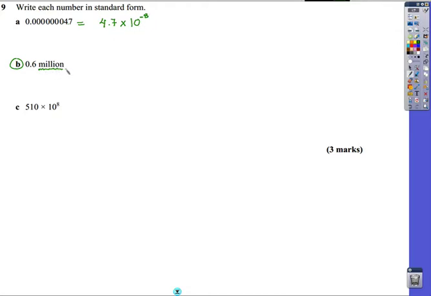minus 8. 0.6 million. Now, 1.6 million is 1,600,000. So 0.6 million is just going to be 600,000. Now this is standard form.